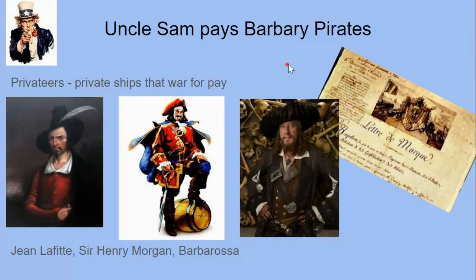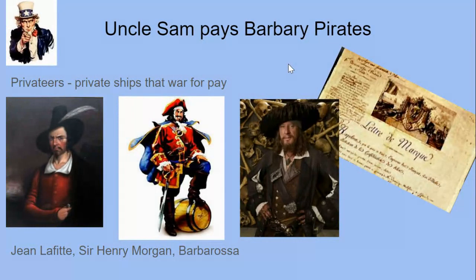Now, when you pay a pirate, you kind of have two options. One is, of course, just paying the bribes, which is really what the United States was doing. But the other option is those pirates could be hired as privateers. We said in our intro, we're going to answer, why would a pirate work for a government? Because of letters of marque. Letters of marque allow you to pillage, go out and pirate, for pay. So privateers are private ships that war for pay.